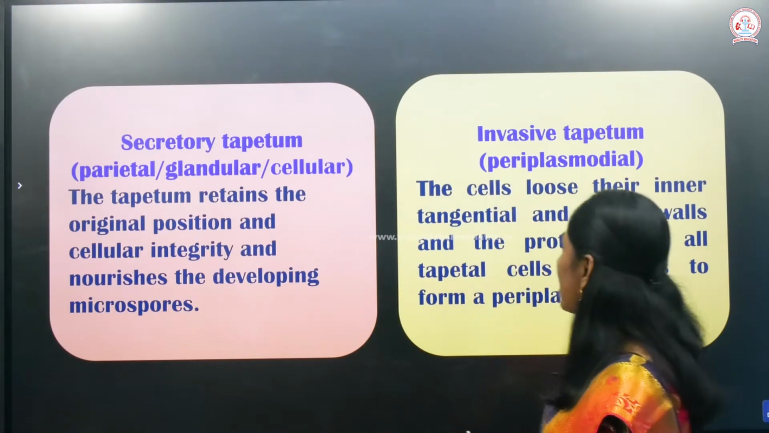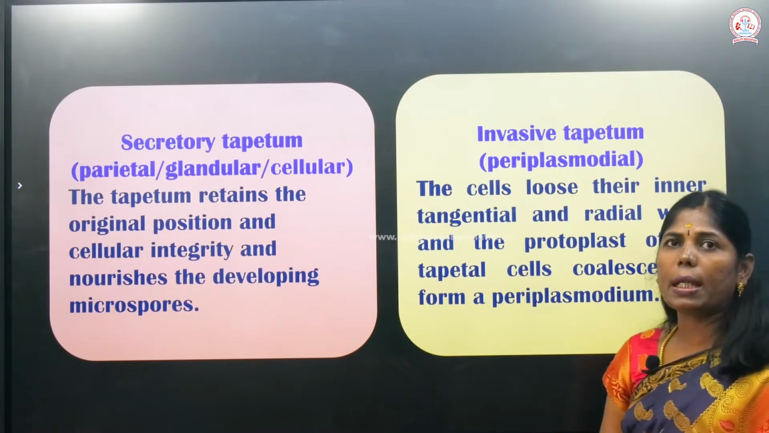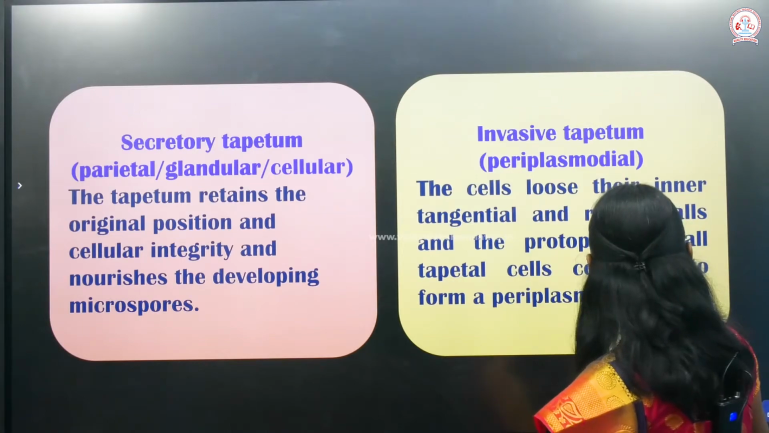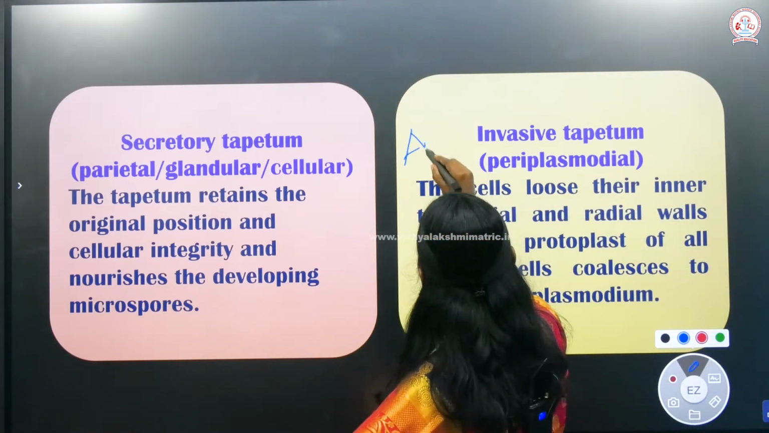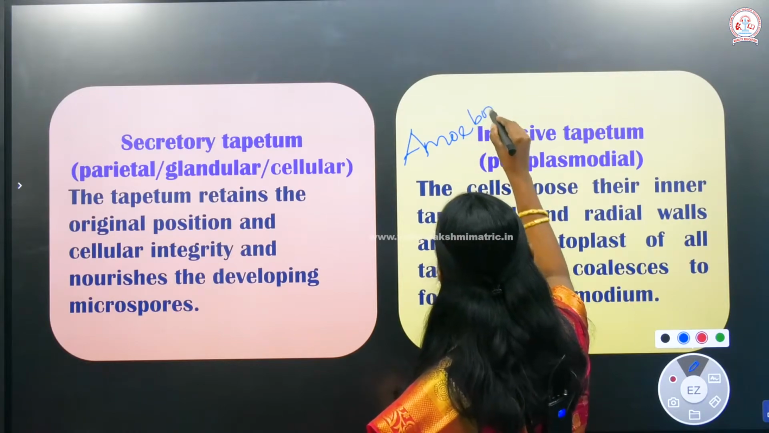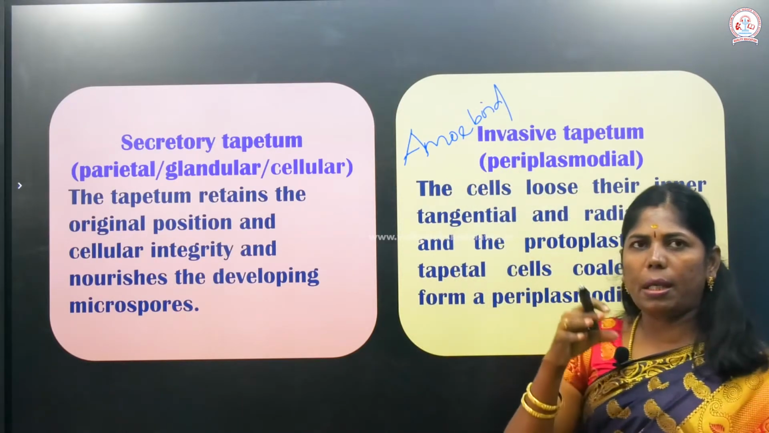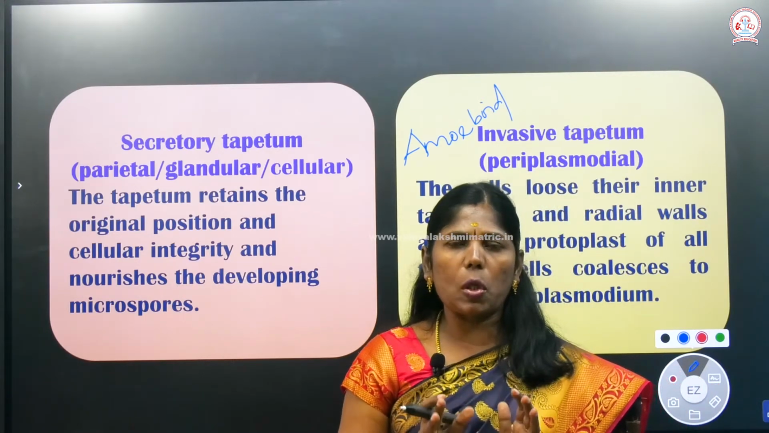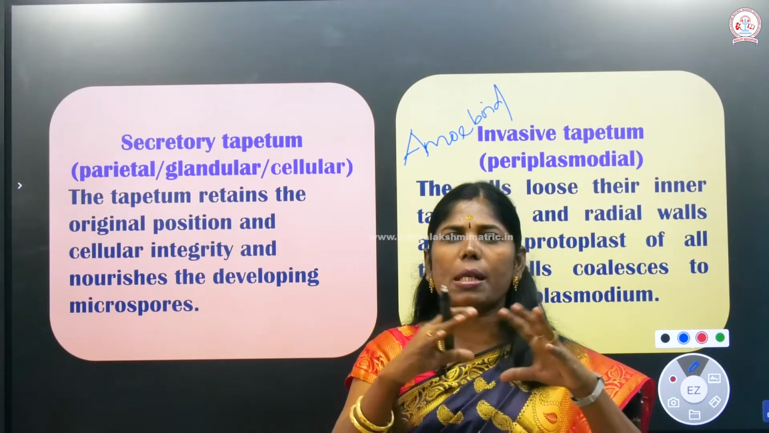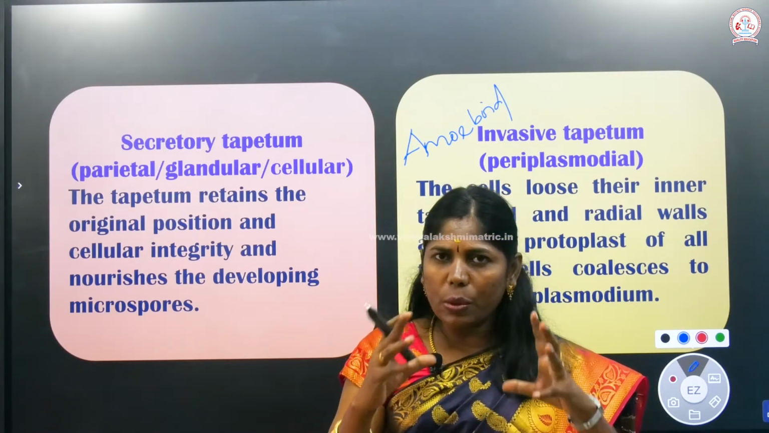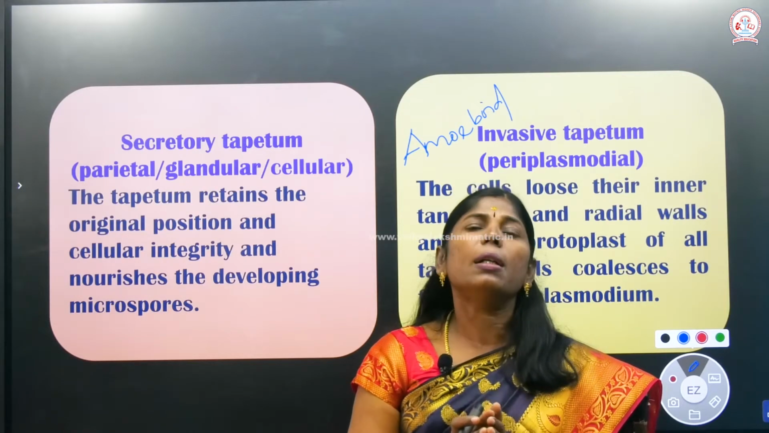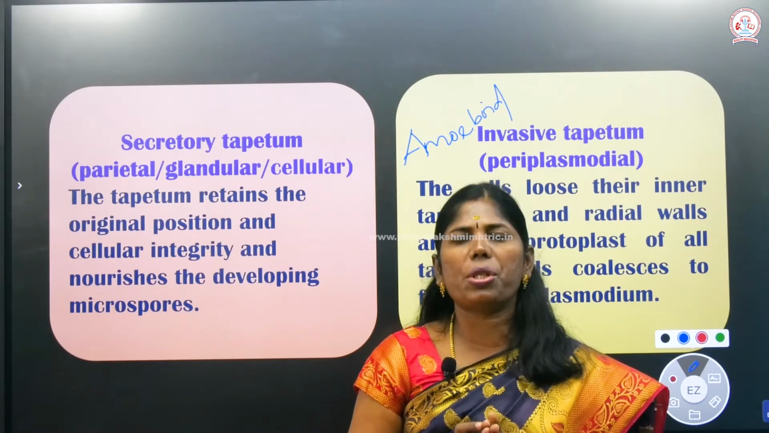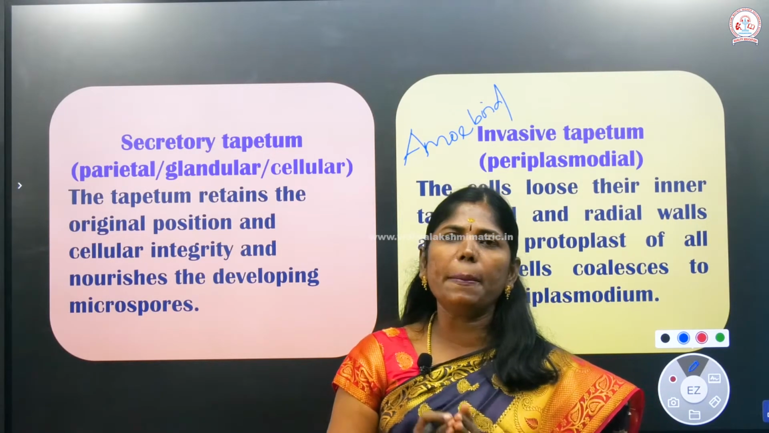And what about the invasive tapetum? The invasive tapetum is otherwise called the amoeboid tapetum. What are the characters of the amoeboid tapetum? In this tapetum, all the tangential and radial walls break and release the protoplasm. All the protoplasmic content surrounds the pollen grains. After forming around the pollen grains, they nourish the developing microspores. They supply the necessary nutrition for that. That is the function of the invasive tapetum.